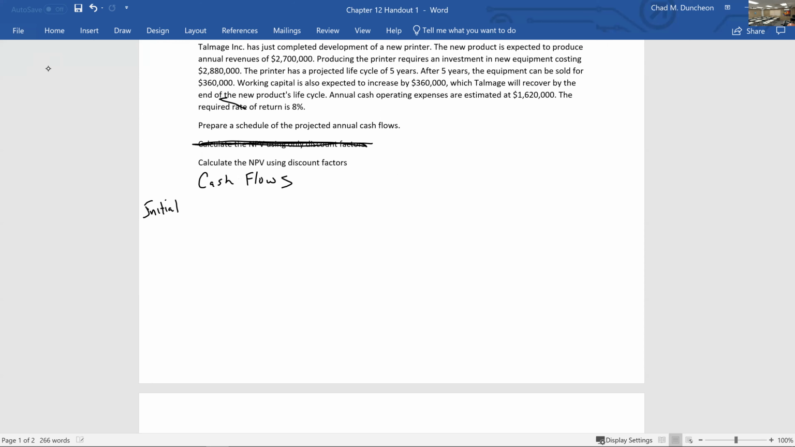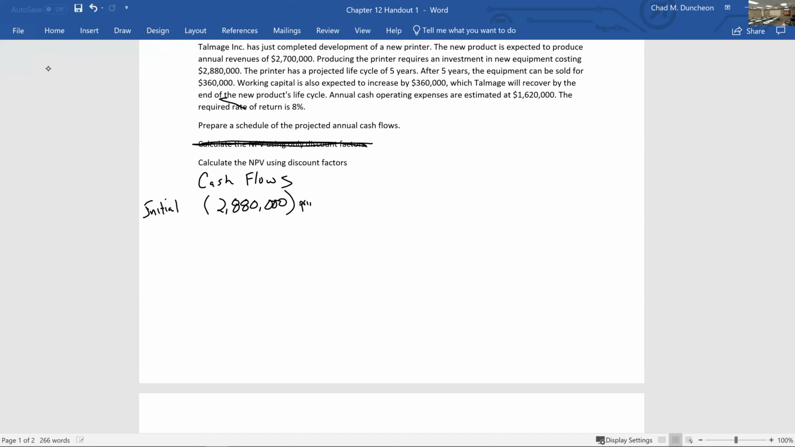So first we'll look at what is our initial cash flow? What is happening today? Okay, well, today we're going to make an initial investment of 2,880,000 for the investment of the printer.